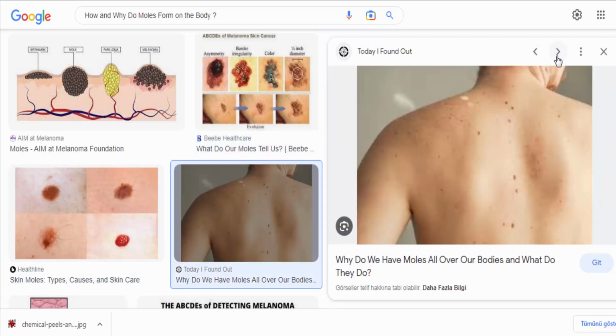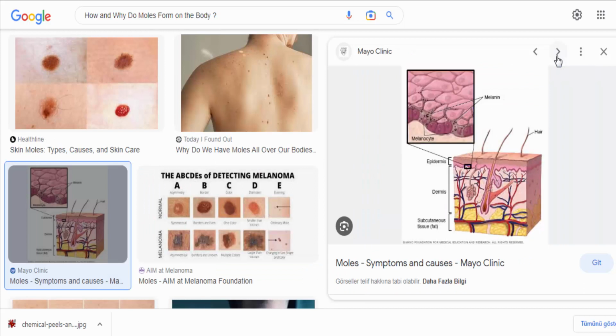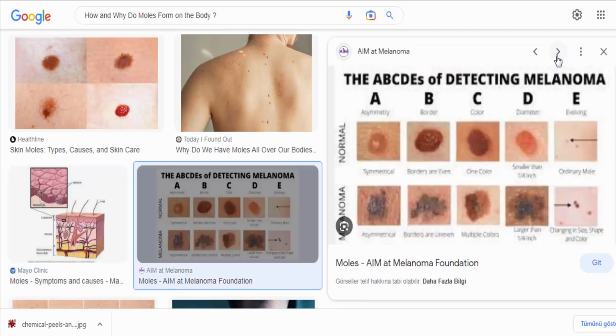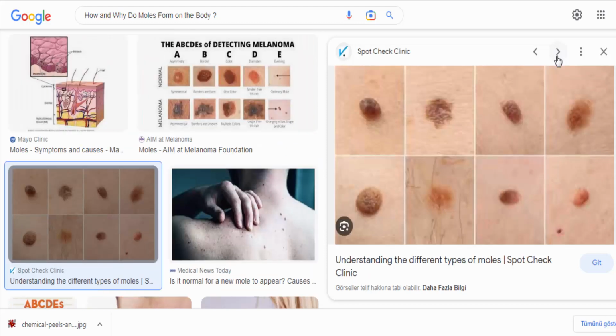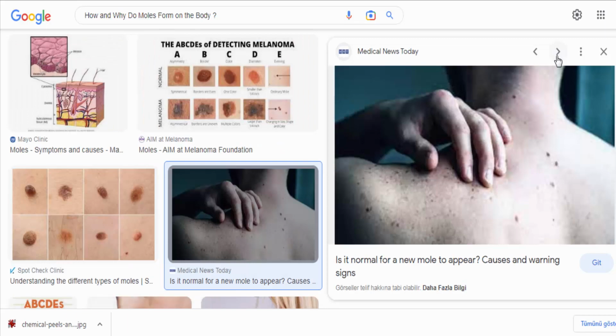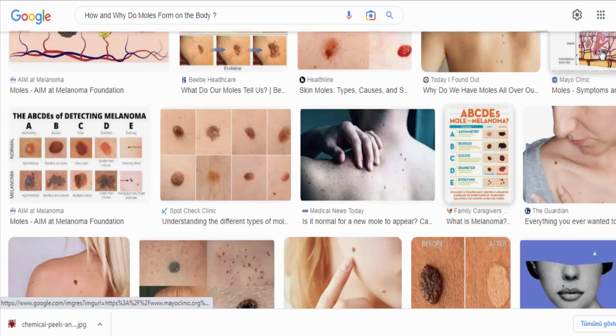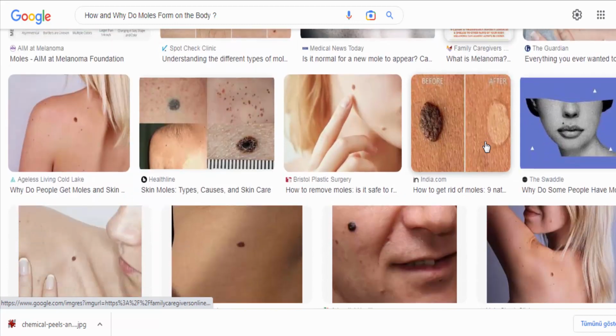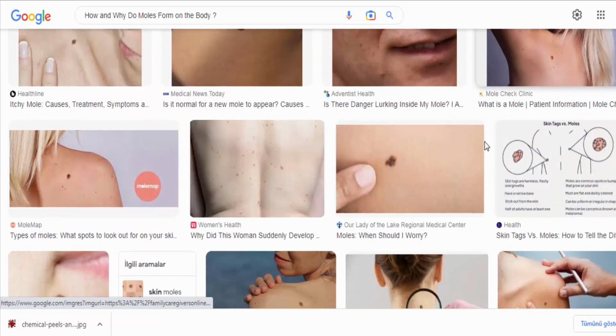The exact mechanism of mole formation is not completely understood, but it is believed to involve a combination of genetic predisposition and the interaction of skin cells called melanocytes. Melanocytes are responsible for producing melanin, the pigment that gives color to the skin, hair, and eyes. Here's a general process of how moles form.